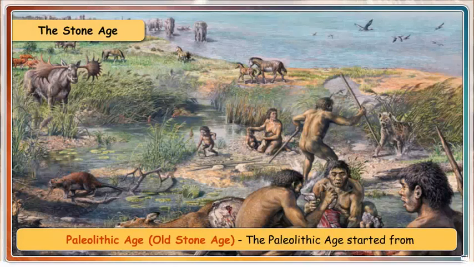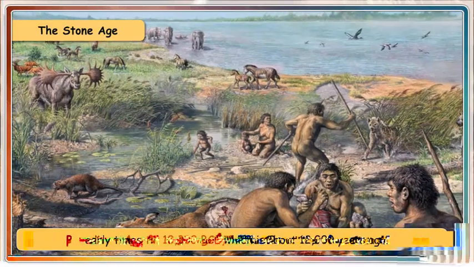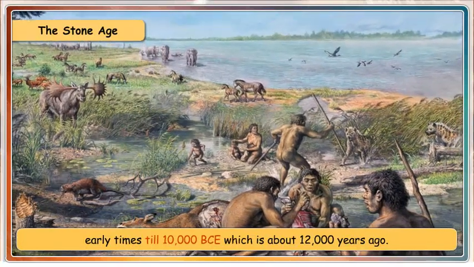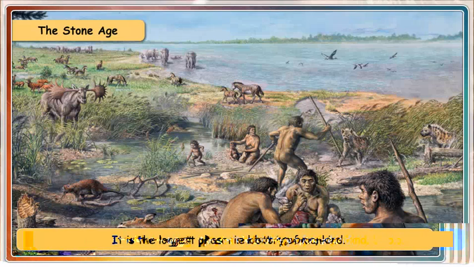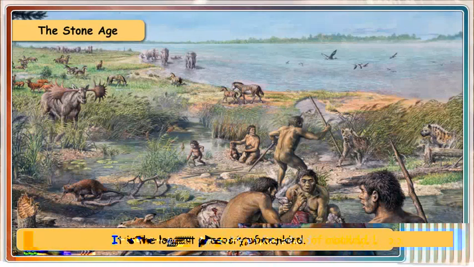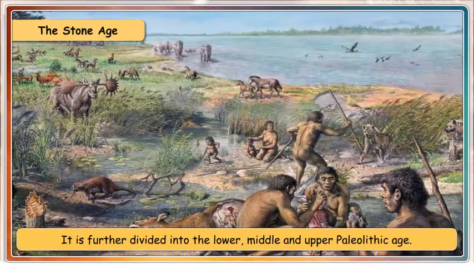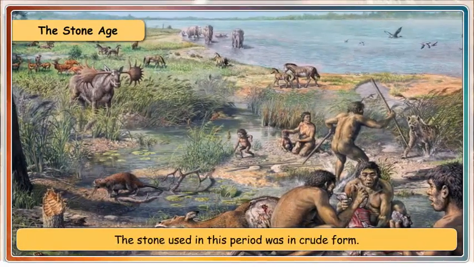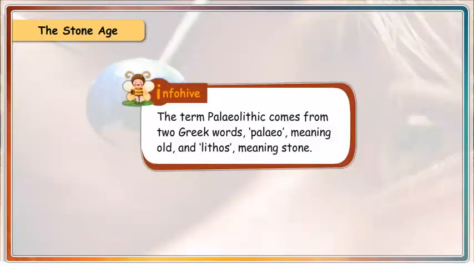Paleolithic Age, that is, Old Stone Age. The Paleolithic Age started from early times till 10,000 BCE, which is about 12,000 years ago. It is the longest phase in the history of mankind. It is further divided into the Lower, Middle, and Upper Paleolithic Age. The stone used in this period was in crude form. The term Paleolithic comes from two Greek words, paleo meaning old and lithos meaning stone.